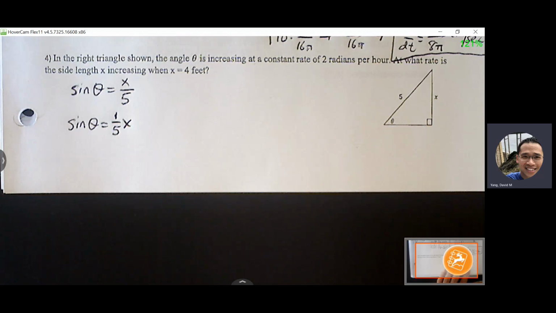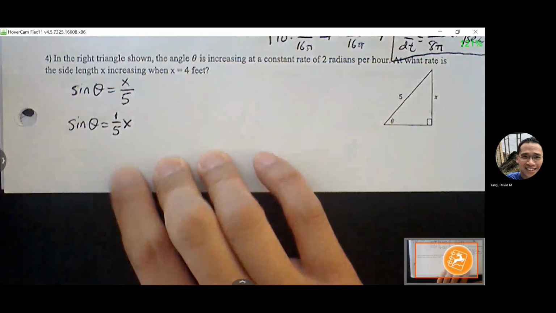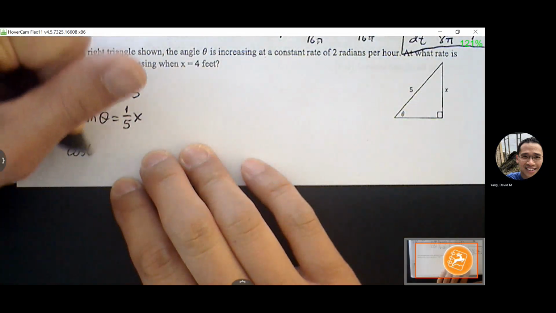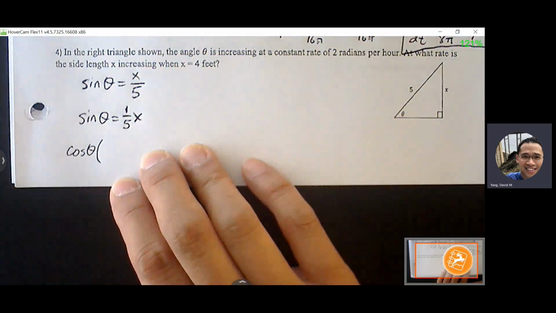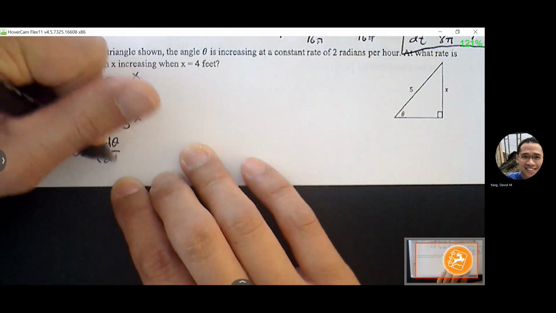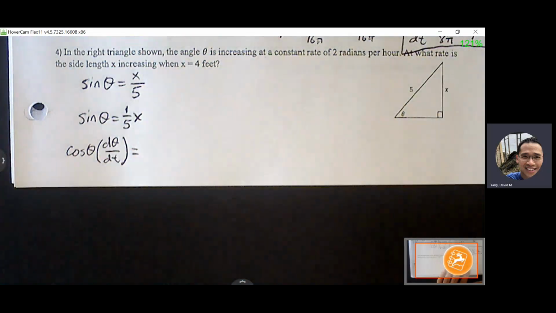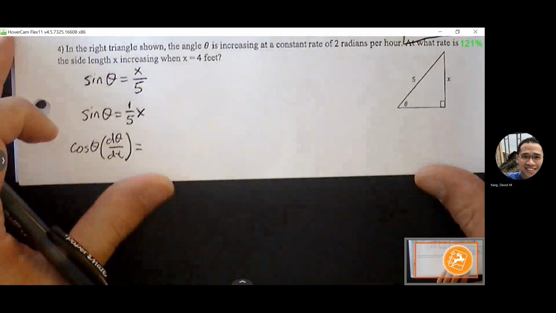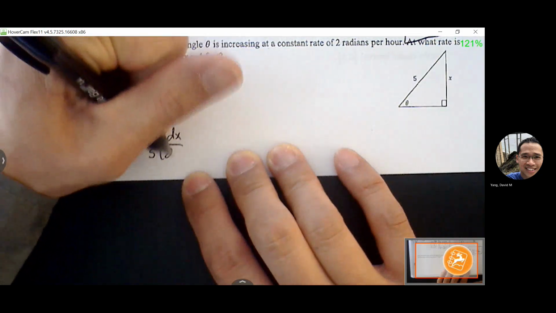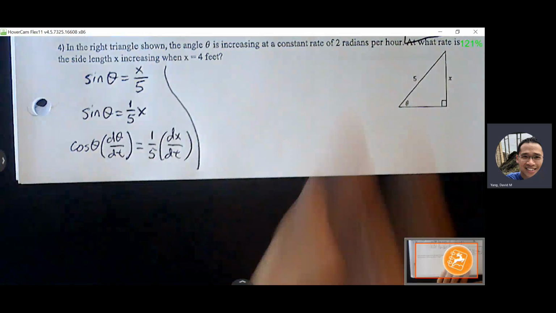So sine theta's derivative becomes cosine theta, but we have to include what? Because of related rates, d theta dt. And 1/5 x becomes 1/5 dx dt, right? In related rates, every variable is going to get impacted by time. So there we end the calculus portion.